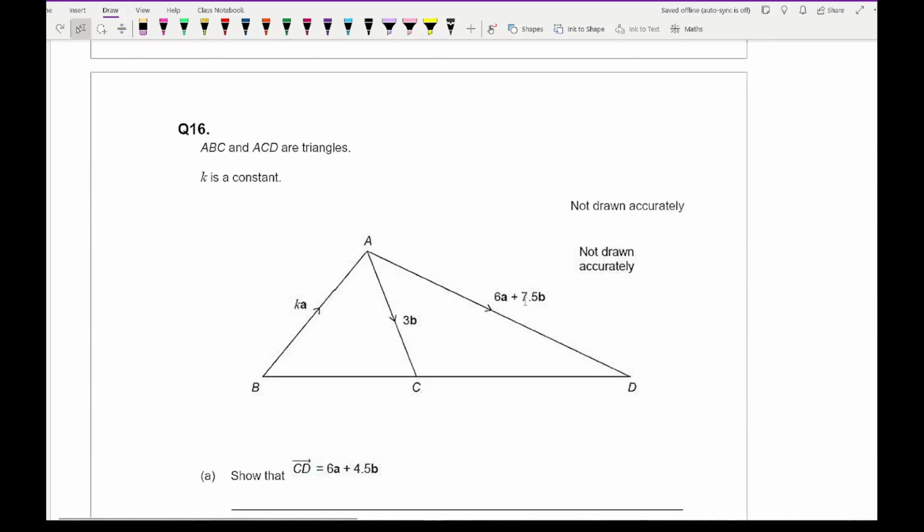Then moving on to question 16, it says that ABC and ACD are triangles. K is a constant. Show that CD equals 6a plus 4.5b. So here we've got CD is equal to CA plus AD. So then from this, we know that CA is minus 3b, I'm going in the opposite direction.